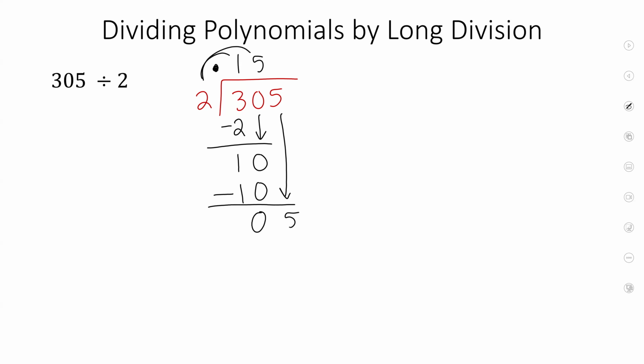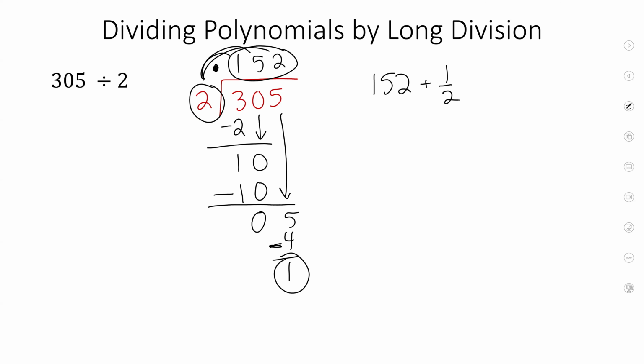2 times what will get you close to 5? 2. So 2 times 2, we get 4. We subtract, we get 1. Or we change the sign and we get 1. Okay, that means your answer, we don't have any more numbers to bring down, so we're done. Your answer is 152 and 1 over 2, a half. So you can think of this as $305 divided by 2 people is $152.50 and a half. Make sense, guys? We're going to use the same elementary concept when we're going to divide polynomials.